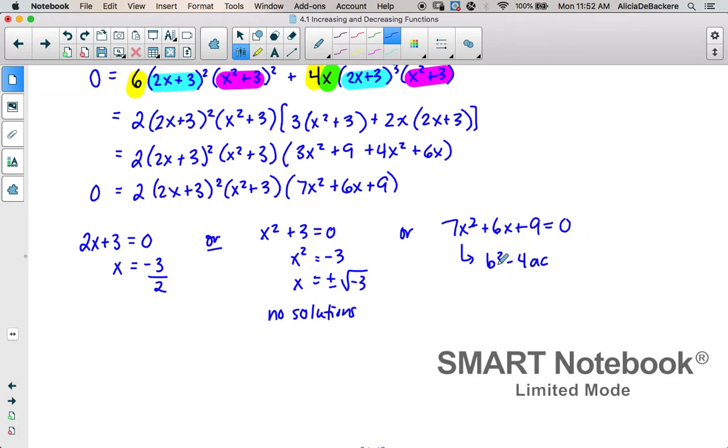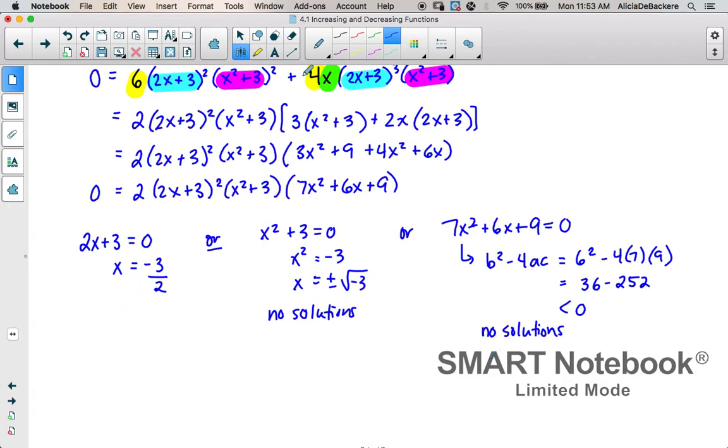Remember, this is the piece under the square root that I'm investigating. And what I get here is 36 minus 252, which is a negative number. So this is less than 0, so I'm going to try and square root a negative number, which again, just like over here, is going to give me no solutions. So whenever I check the discriminant and I get a negative number, that tells me there's no solutions.